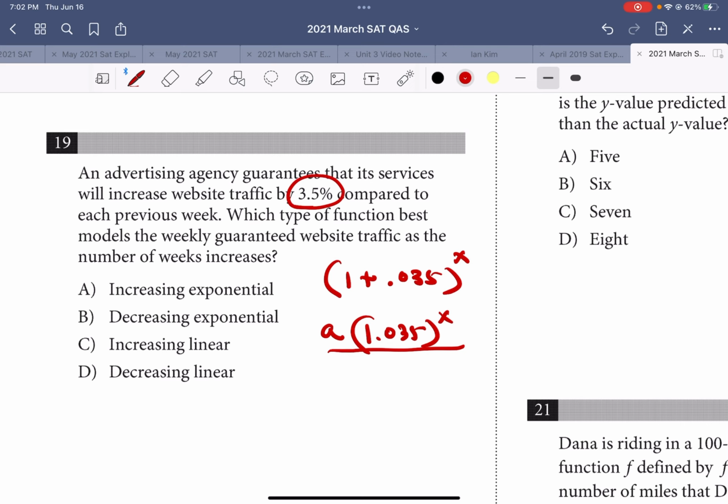So it's increasing exponentially. Okay, so if we say increase by a certain percent, that means exponential increase. But if it increases by a constant, like increase by 10, then that's linear. But increase by percent, it must be exponential. Okay, remember that.